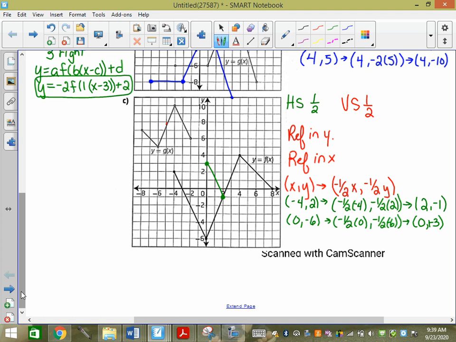Then we have 4, 4. Get negative a half times 4, negative a half times 4. So we get negative 2, negative 2. And then 8, 0. Negative a half times 8, comma negative a half times 0. Let's be negative 4, 0.